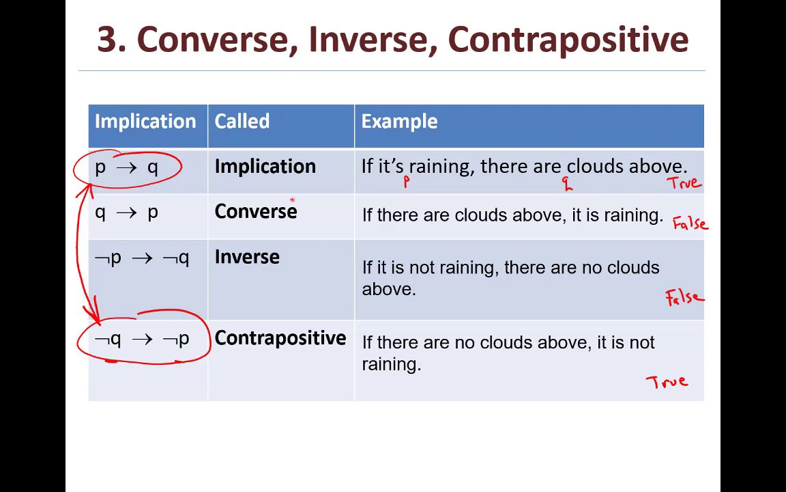Now look at this, the converse and the inverse. These two are actually contrapositives of each other. If I start with the converse, Q implies P, switch the order and negate, I get not P implies not Q. So the truthhood or falsity of the converse will be exactly the same as the truthhood or falsity of the inverse.